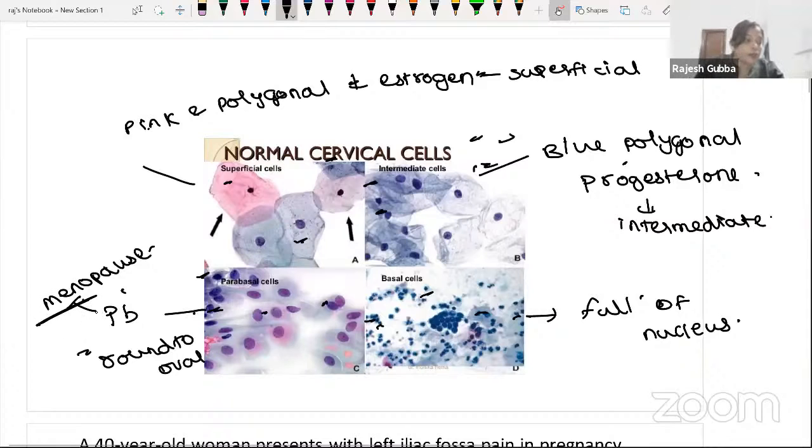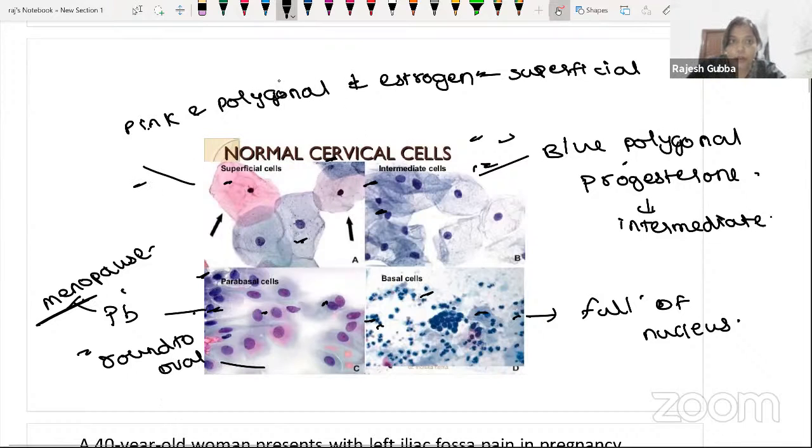So you're correct. Superficial cells are under the influence of estrogen, whereas intermediate cells are under the influence of progesterone. Basal and parabasal cells are under no hormonal predominance and they are predominant during pre-puberty or postmenopause. So this image of the vaginal epithelial cells is very, very important for us.